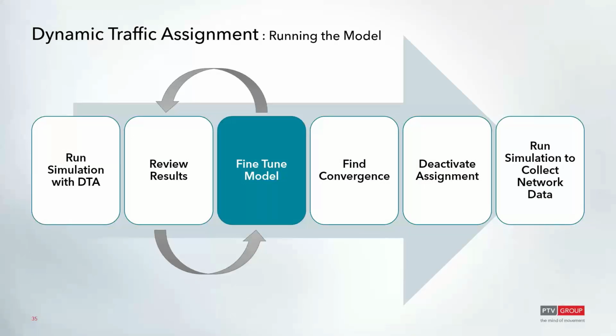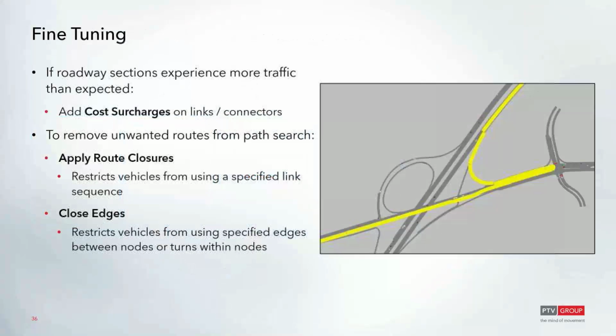Okay, so now that we've looked at the different dynamic assignment results, from here we can take a look at a few different actions we can take to do some of the model fine-tuning. While you are reviewing some of those model results, if you do notice a section of roadway that's experiencing more traffic than you would expect, in this case you can apply a cost surcharge to the links or the connectors. Essentially this will just increase that financial cost and deter vehicles from using that particular link.